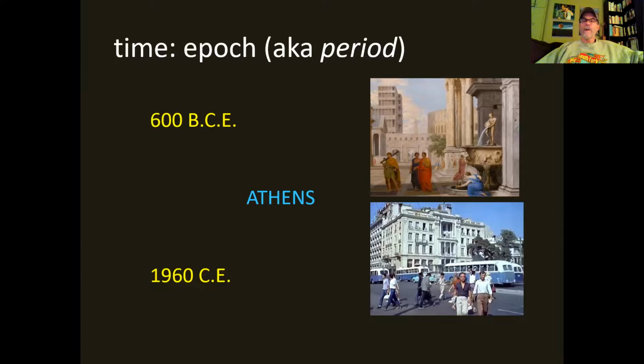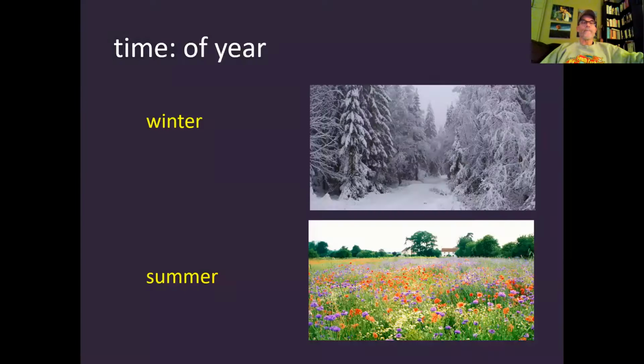So from my picture here, there's going to be a huge difference if I set the story in the 6th or 7th century before Common Era in Athens, Greece, right, versus 1960s Athens, Greece. Okay, their mode of life is going to be completely different. The way they dress is going to be completely different. Technology, all these sorts of things. Okay, all right. Time of year.